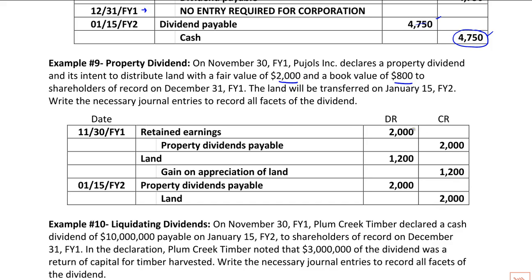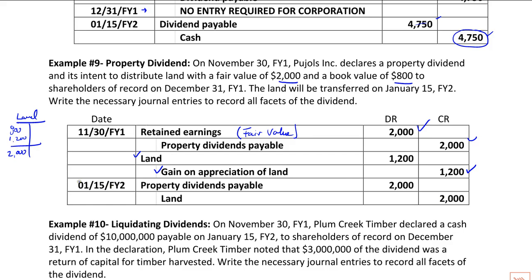The first thing to notice is that the retained earnings is reduced by the fair value on the declaration date. And the land is marked up from 800 to 2,000. So you would have a land account that would look like this. 800 plus the 1,200 is 2,000. Okay. And you would record a gain on the declaration date.